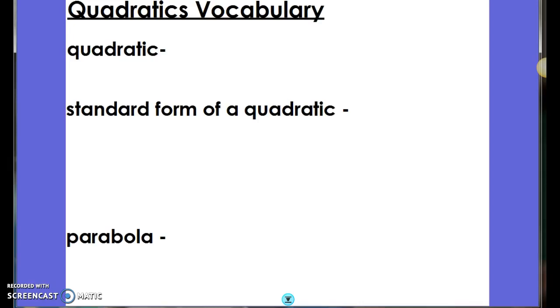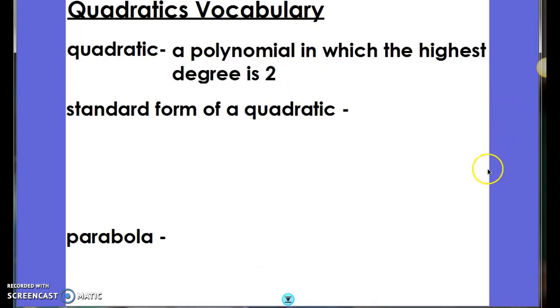In our next unit, we're going to talk about quadratics. We defined what a quadratic was in Unit 6 when we were classifying polynomials. A quadratic is a polynomial in which the highest degree is 2, which means the exponent on your variable must be squared. So the standard form of a quadratic equation is going to be y equals ax squared plus bx plus c. The x squared here makes it a quadratic. a, b, and c are just going to be numbers.